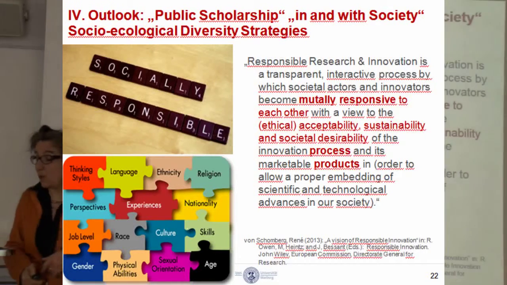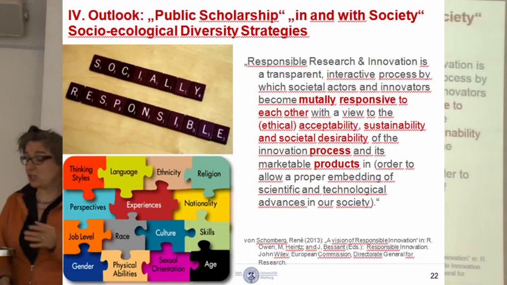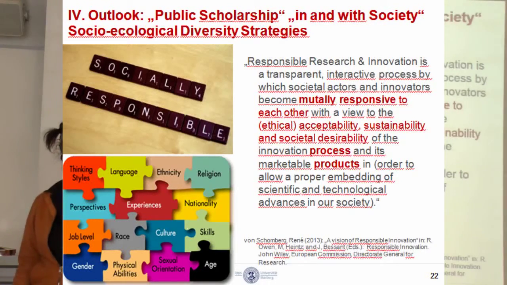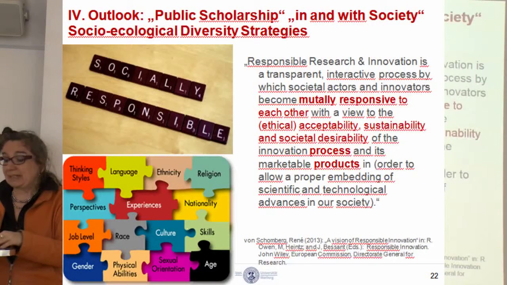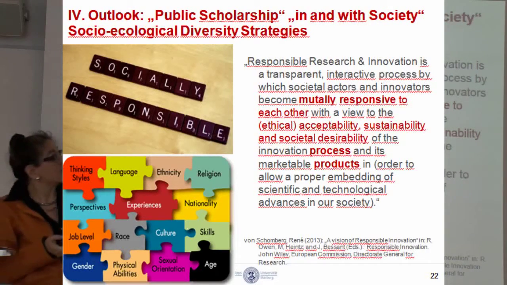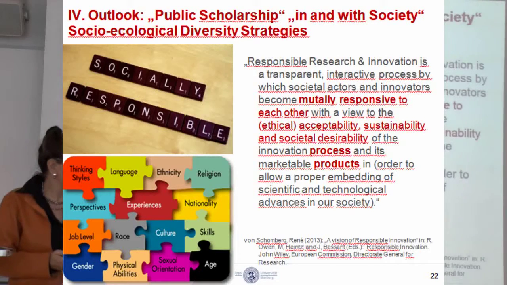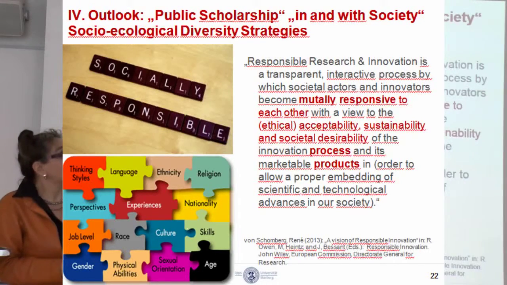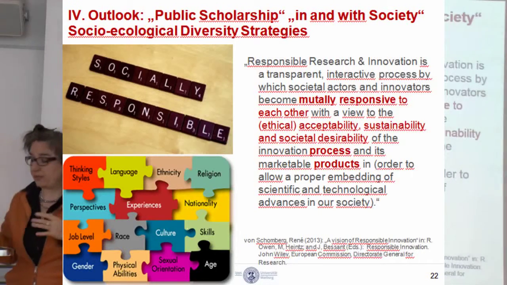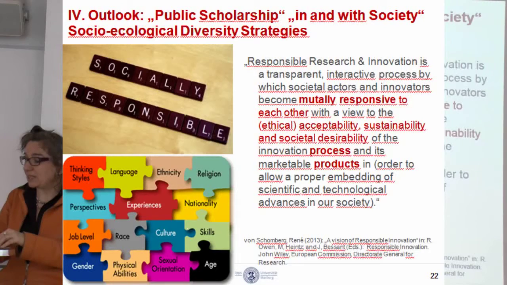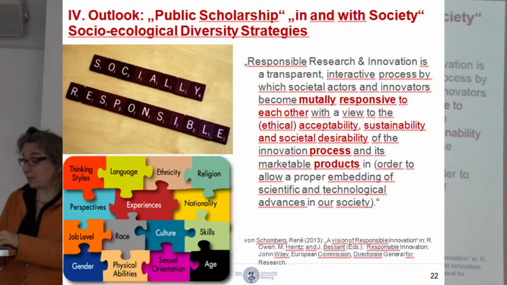Now if we take a last look, an outlook on the still marginalized strategies of public scholarship, we find a third position here after the two external regulation, outcome-oriented versus process-oriented approaches. We will see that this is a socio-ecological diversity strategy discussed and represented by René von Schomberg, who is at the European Commission, bringing forward the idea of mutual responsiveness to each other. So all the different actors go for responsible research and innovation as a transparent, interactive process by which societal actors and innovators become mutually responsive to each other with a view to the ethical acceptability, the sustainability and societal desirability of the innovation process and its products.